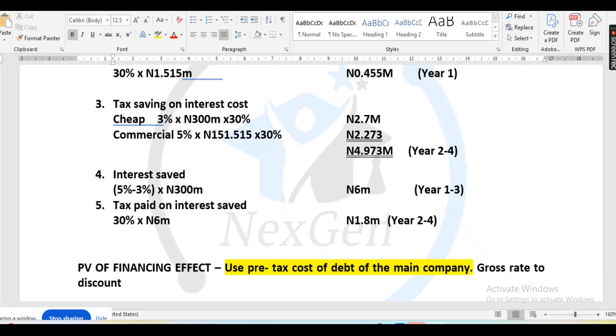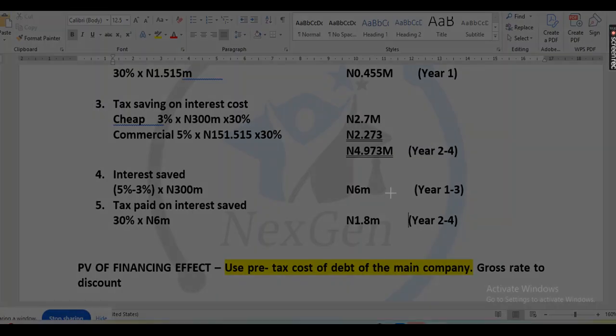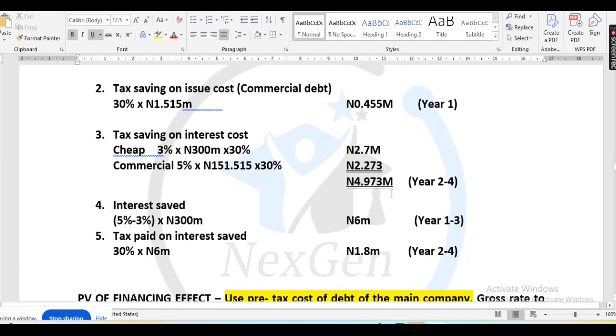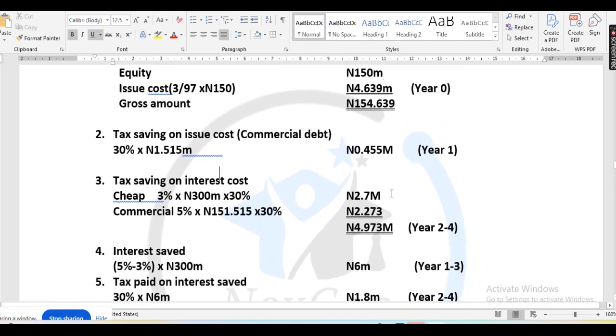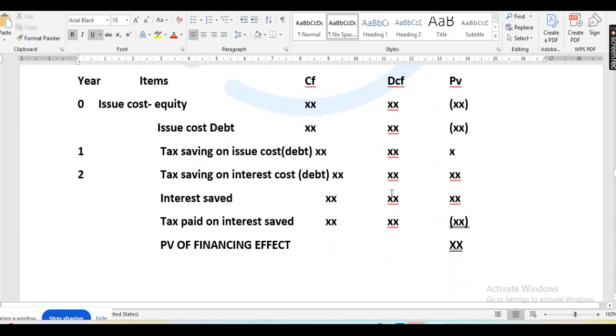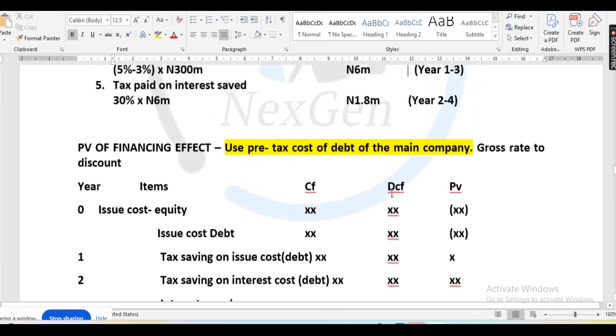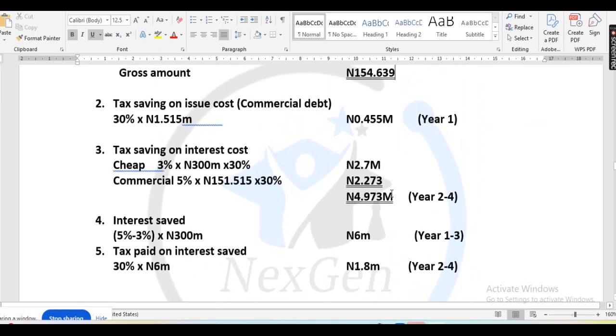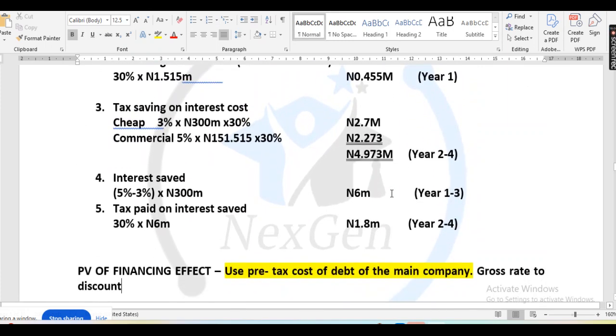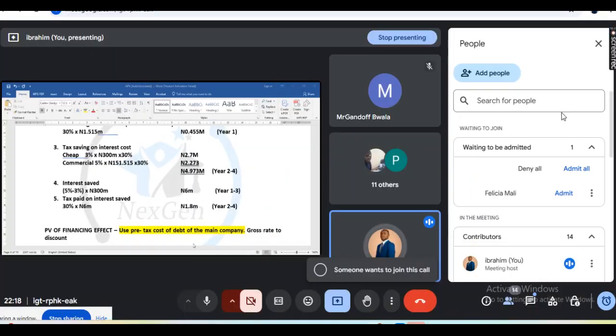Once you go through it again, you get it. That's why I said we'll solve 3 questions. So this is the first question, so we still have 2 questions. By the time we solve the second question, we get familiar with all these jargons, right? It's nothing. So we are done. The only thing you need to do is just plot it in this table. Plot, and you get your PV of financing effect. We are done with this class. You can see it is very simple. We'll just pick the figure from year 0, year 1, year 2 to 4, year 1 to 3, and 2 to 4. So let's quickly do that.